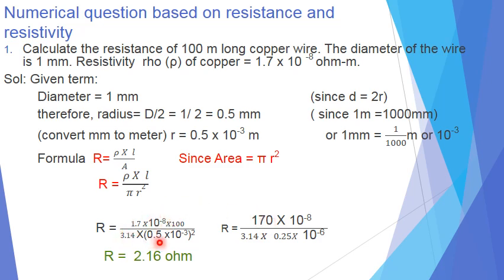So 0.5 into 0.5 is 0.25, and 10 to the power minus 3 squared is 10 to the power minus 6. Okay, now 170 divided by 3.14 into 0.25. Now this 10 to the power minus 6 will be going up, so it becomes 10 to the power minus 8 plus 6, so it becomes 10 to the power minus 2. When we further calculate, you will get the answer as 2.16 ohm.